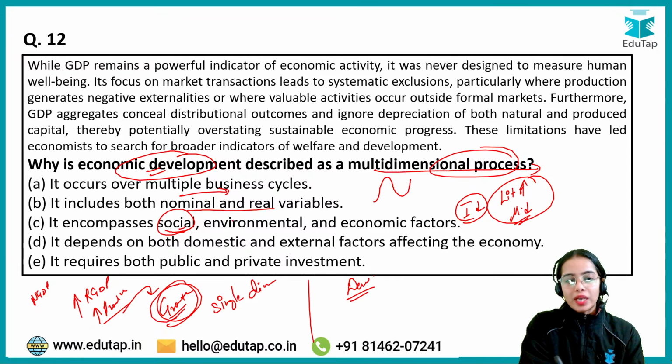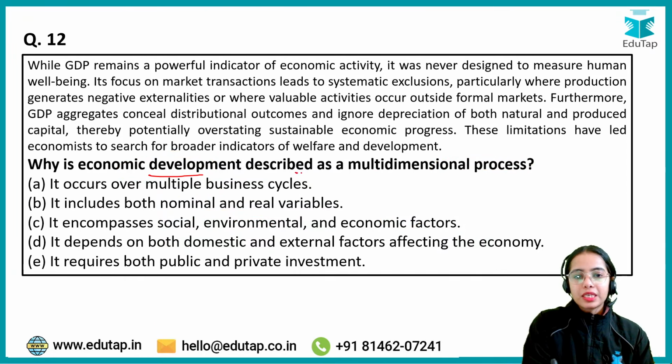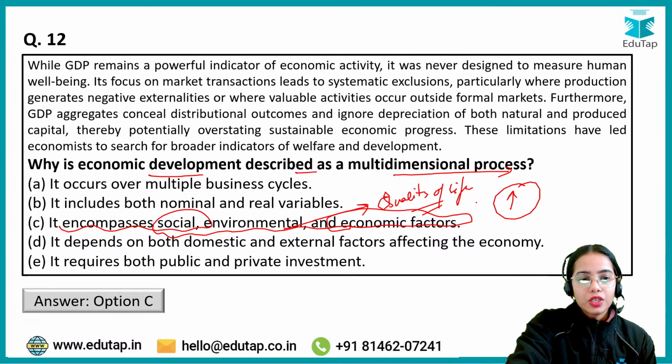There should be an increase in the productivity in the country. Economic development is described as a multidimensional process because it encompasses social, environmental and economic factors. It talks about the quality of life, and quality of life will improve if the people have better air to breathe in, better water to drink. So C is the answer.